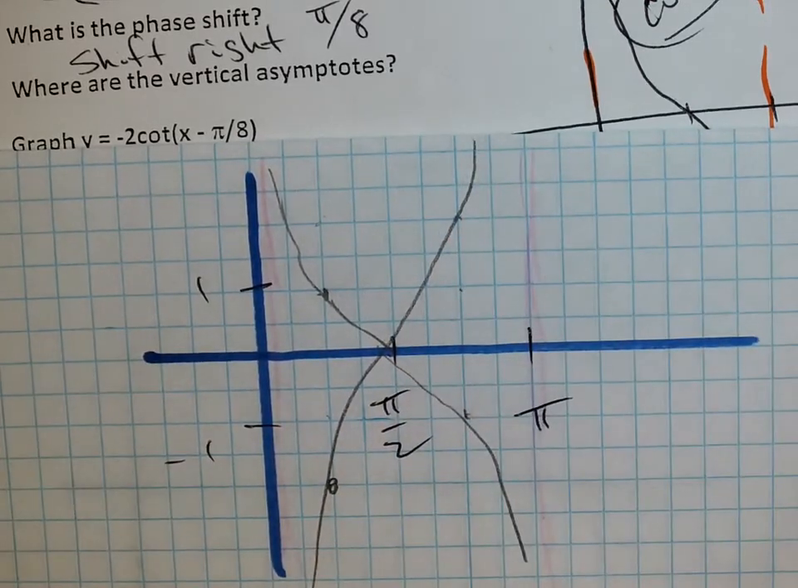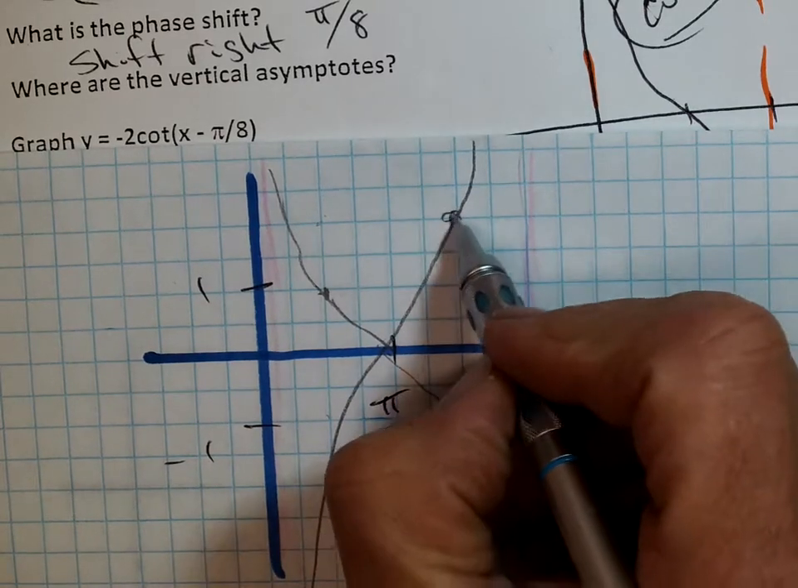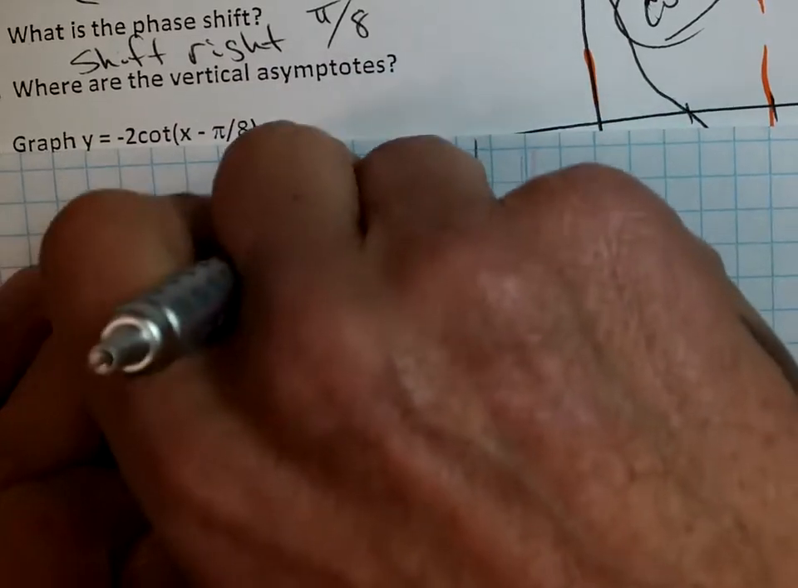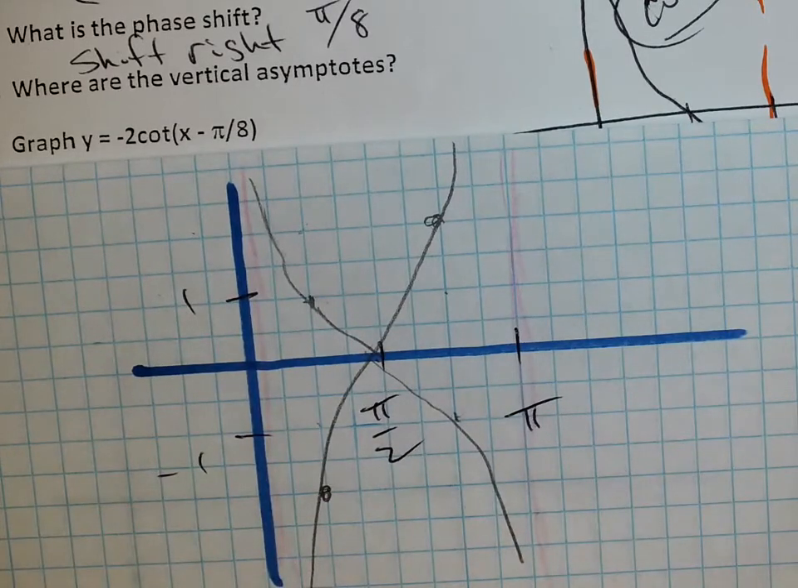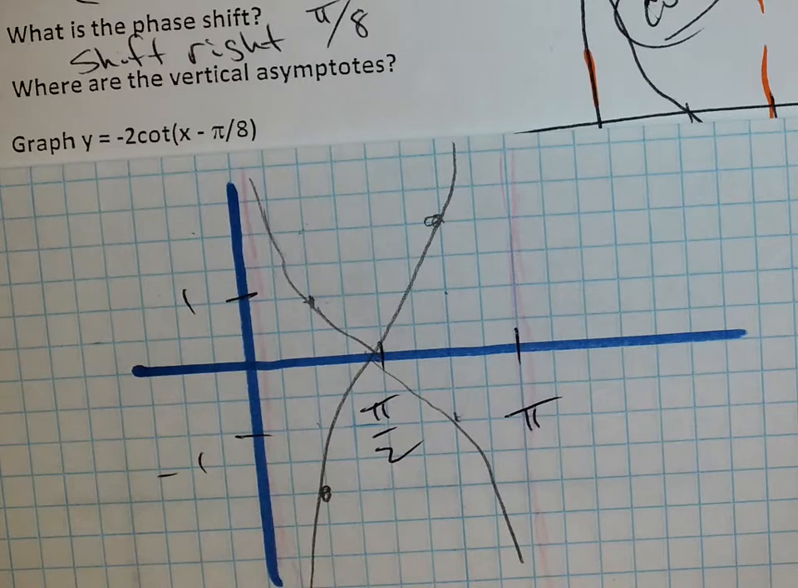Do you see how I flipped it and stretched it? It's twice as tall and upside down. I'm going to erase the original in a second because it's in my way. Oh, of course, I don't have an eraser. Okay, so I flipped it and I stretched it. Now I'm going to erase the original.